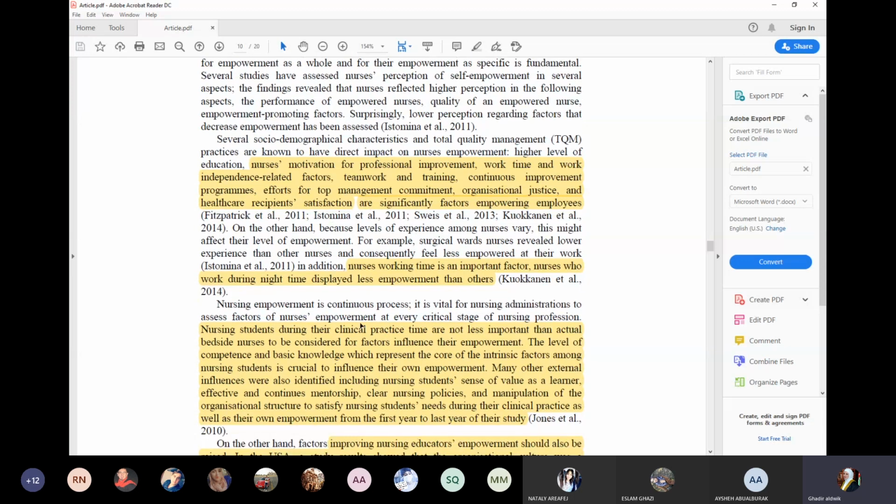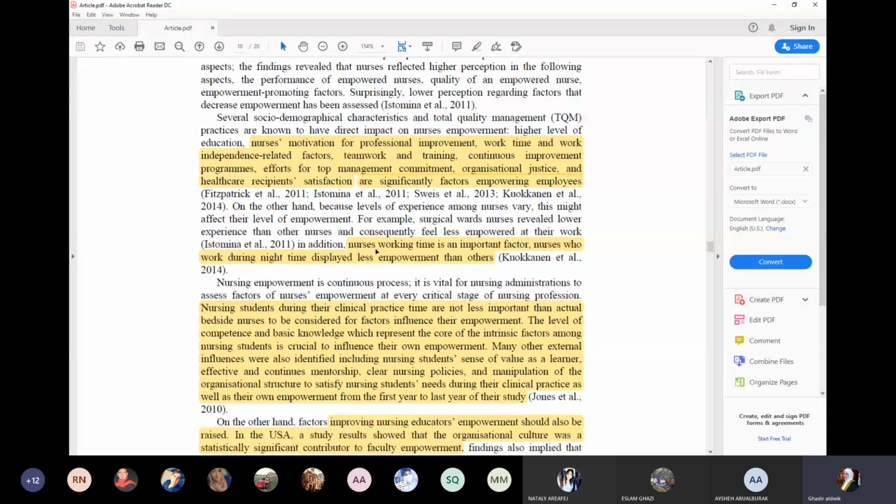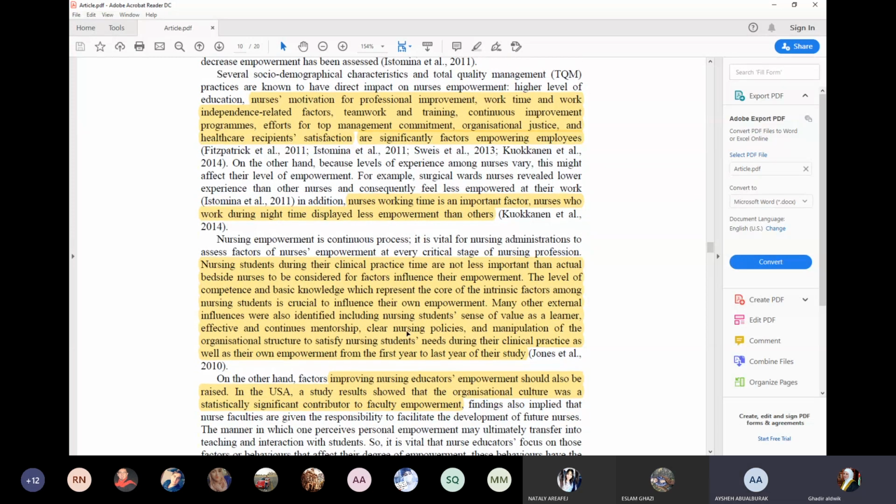Also, in addition here, they talked about working time as an important factor. Nurses who work during nighttime displayed less empowerment than others. And also, I think that you have the same experience when you work in C shift or a night shift. It's more difficult for you, and you feel that you are less empowered than the nurses who are working on day shift or on A shifts. Is it true? Do you feel that? Yes. Nurses who are working at night shift are less empowered than nurses who are working at day shift. Of course, doctor.